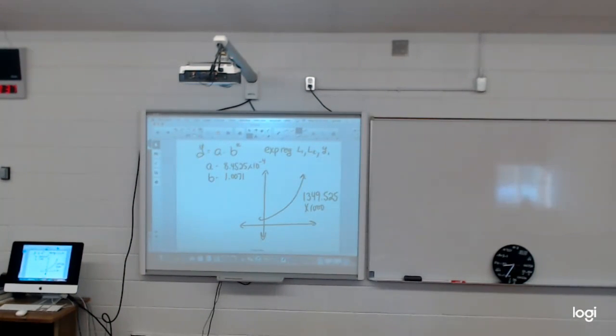What was your Y minimum? Here it goes. Your stat plot is not on. Turn your stat plot on. My Y minimum? Zero. Is it zero? Yeah.